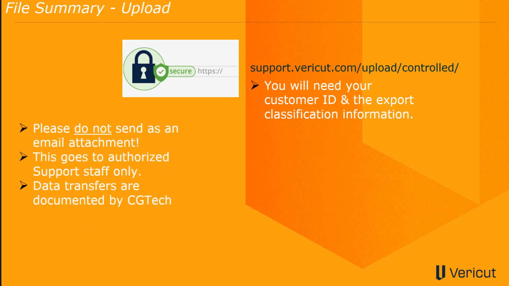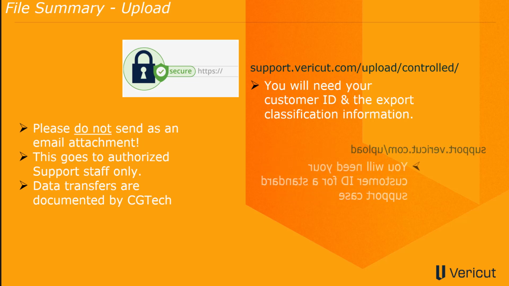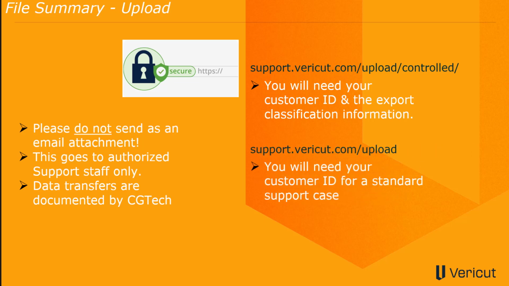If you have sanitized it, even if it is a sanitized, dumbed down file summary, we do not want you to use email attachments. Use the upload links. This helps us track data. As you can see, we also document anytime we send and receive data to our end users. This is our standard upload link. Again, you'll just need your customer ID here. You don't need any other codes.